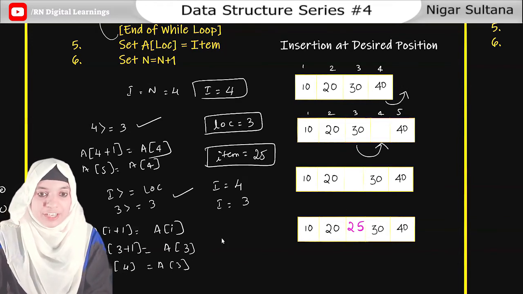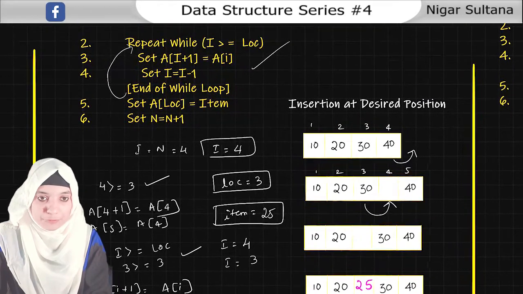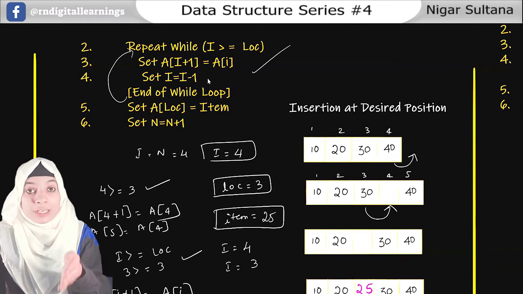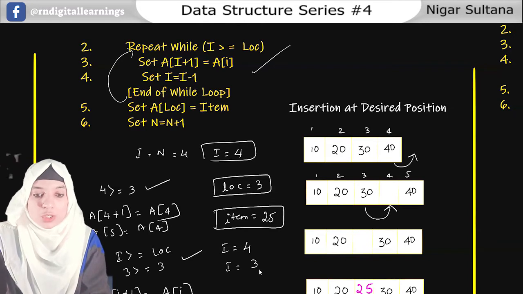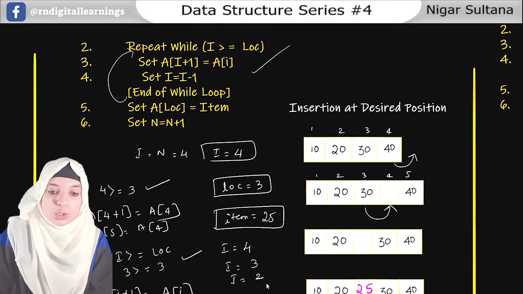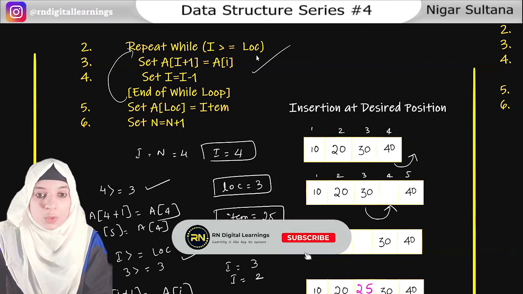Now let's see. Again we need to check the condition. I have told you, when I set the value of A of I with A of I plus 1, the next step is what? I need to decrement the value of I. So now the value of I will be how much? The value of I will be 2 now. I need to check the condition whether 2 is greater than or equal to 3.